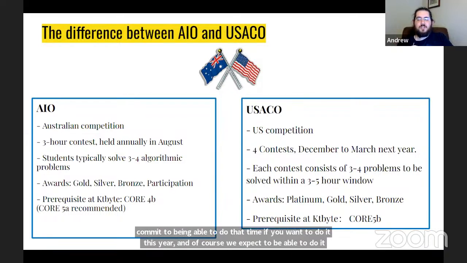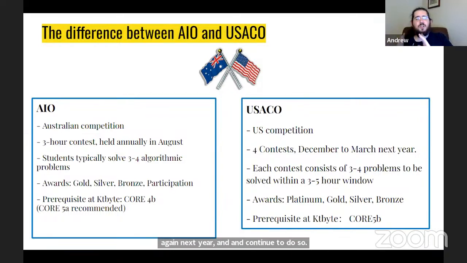USACO is also given 4 times per year. So not only do you have flexibility about when exactly during a weekend you might do the USACO competition, there's even 4 chances per year to do well, gain recognition, advance through the levels of the competition. The AIO, just once. So again, try to aim to do that one event.